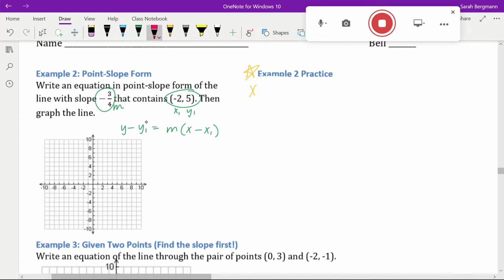I need to fill in y1, m, and x1. So I'll substitute in. I know y1 is 5. I know m, the slope, is negative 3 over 4. And I know x1 is negative 2. I'm going to put that in parentheses because I see I have minus a negative, so I can simplify that to say plus 2.